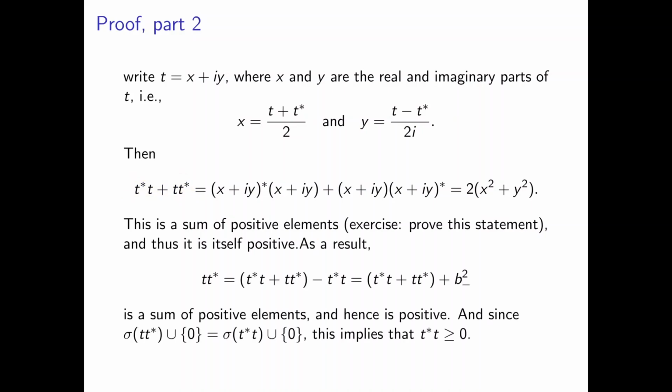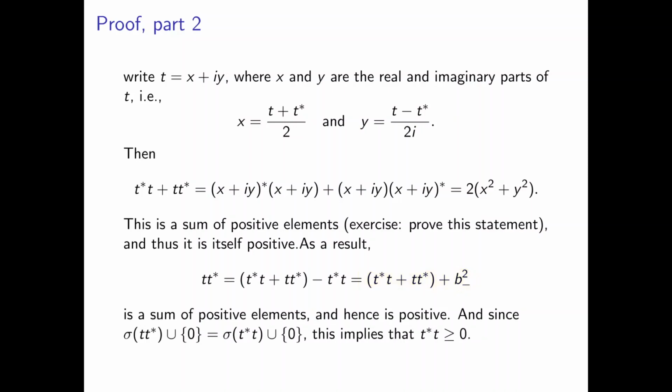And now, as a result, we have that t times t star, which is equal to this expression here, minus t star t, which is, of course, equal to this plus b minus squared, because minus t star t is equal to b minus squared. Then once again we see that it's a positive element plus a positive element. So t times t star is positive.